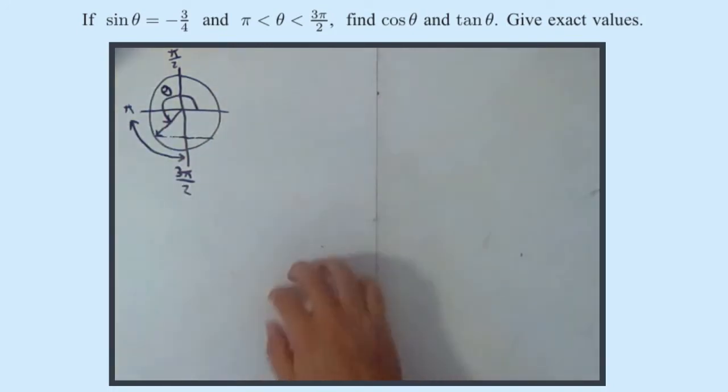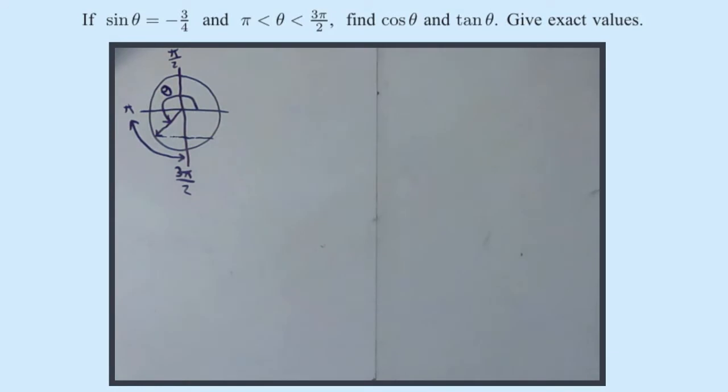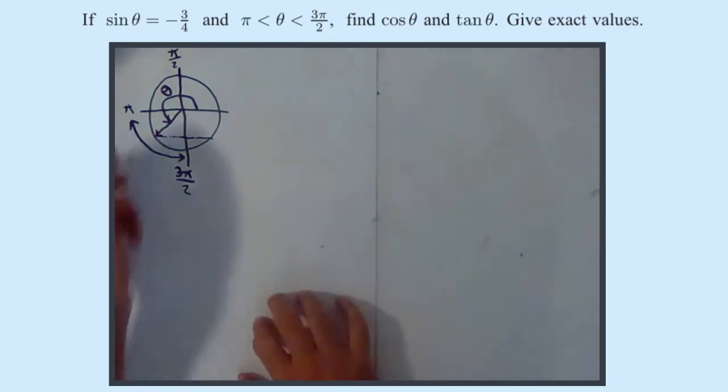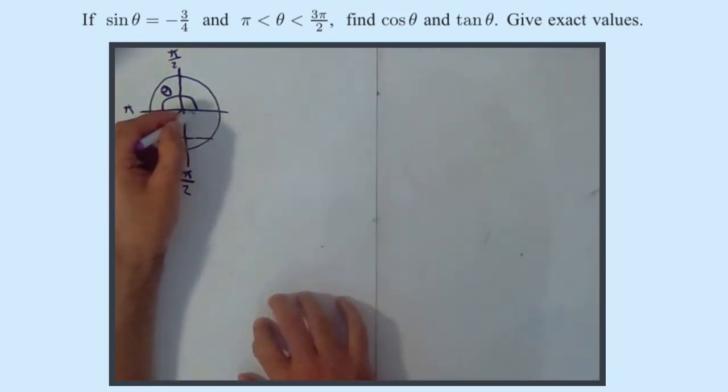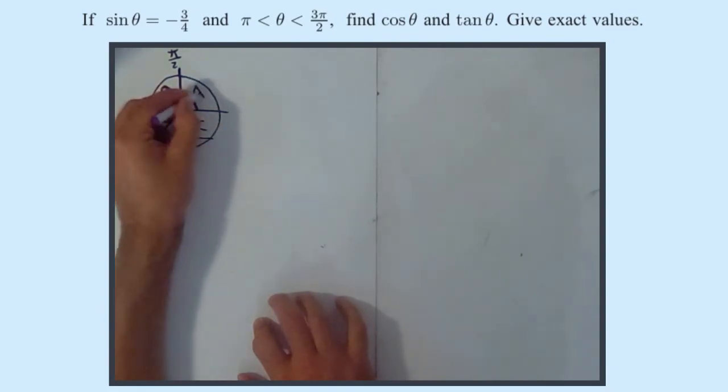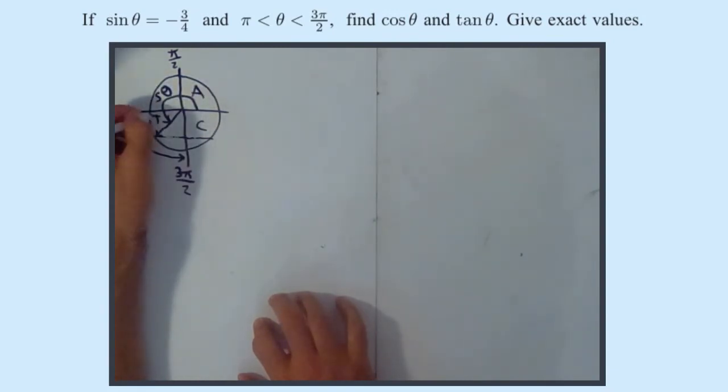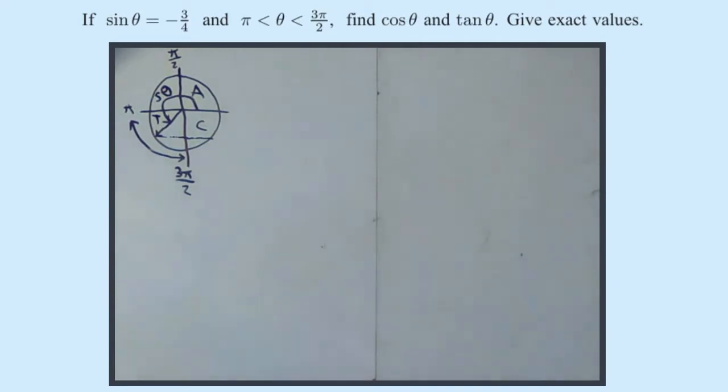We don't actually need to find theta. We've been asked for cos theta and tan theta. The reason why this is useful is because we can work out the signs of cos theta and tan theta. Remember your CAST. So in the quadrant that we're in, the third quadrant, only tan is positive. So tan theta will be positive, cos theta will be negative, and we've already seen that sine theta is negative.